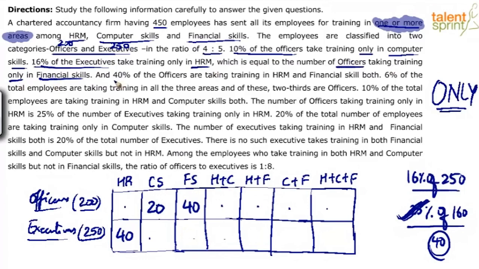Now look at the next point. 40% of officers, 40% of 200, which is 80, are taking training in HRM and financial skill both. Where is HRM and financial skill? This region. How many? 40% of 200 is 80.